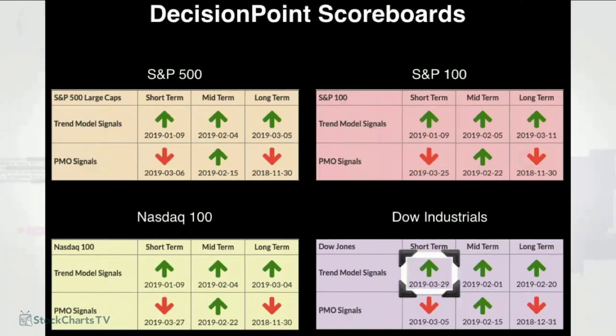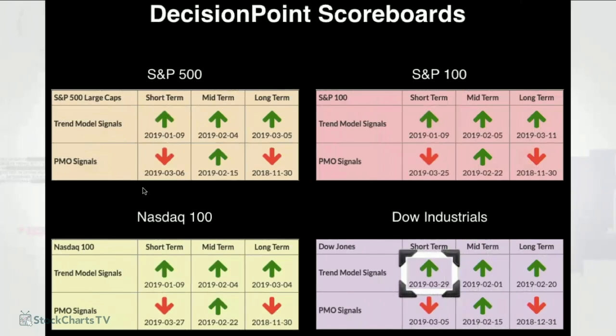The short-term trend model, we don't pay that close of attention to those signals because it is the crossovers of the 5-day EMA and the 20-day EMA. So you do tend to get a lot of whipsaw, but we do put it in here just so we have a match, really, for the PMO signals.